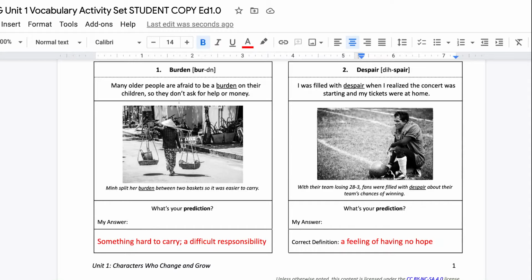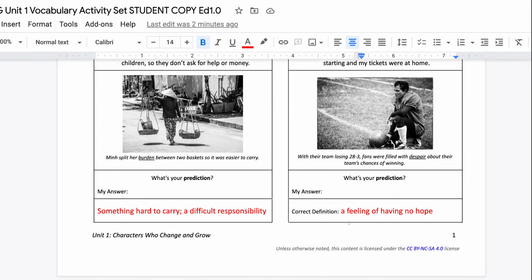Okay, so burden, the definition is something hard to carry or a difficult responsibility. It kind of has two different definitions, but they're related. So it's something that's hard to carry physically, but it also is something emotionally or mentally that's hard to deal with. So pause the video, make sure you have that definition written in your box, and then we'll go on to number 2.